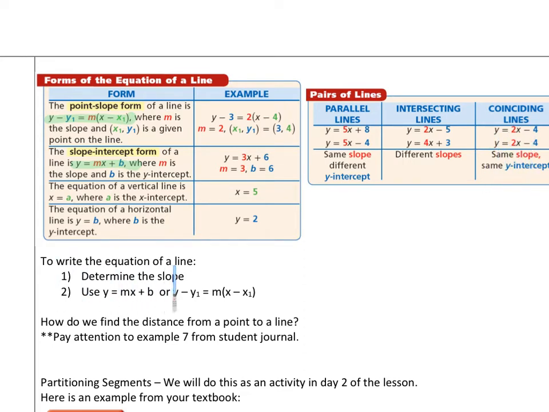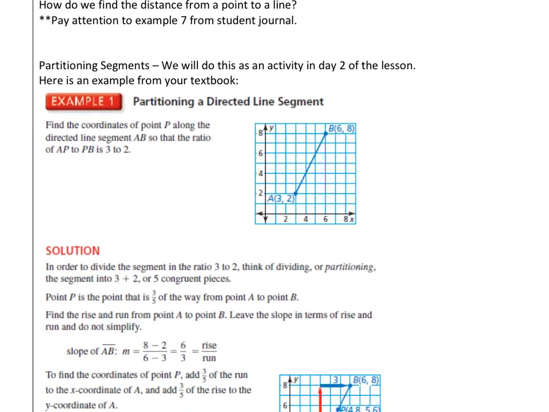So to write the equation of a line, we have to first determine the slope. Then we use y equals mx plus b, or y minus y1 equals m times x minus x1, which is the point slope. Now, how do we find the distance from a point to a line? We have to do the perpendicular, right? It's the perpendicular distance.